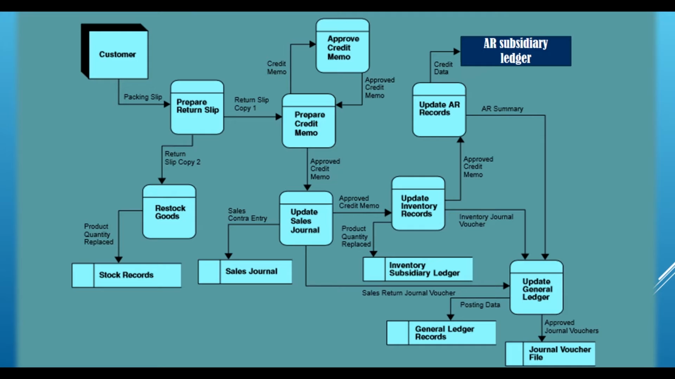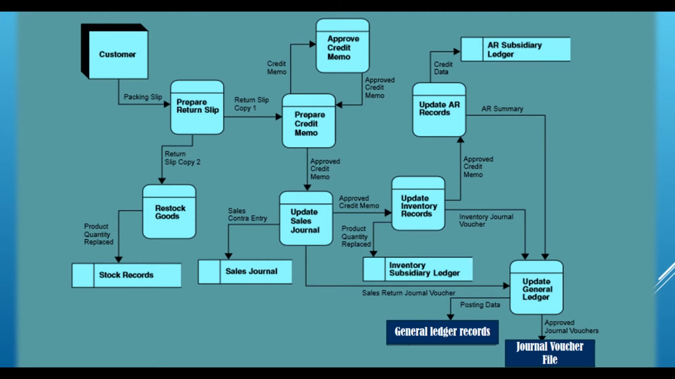Periodically, inventory control sends a journal voucher summarizing the total value of inventory returns and posts it to the general ledger, and the product quality replaced will be posted in the inventory subsidiary ledger, and the approved journal voucher will be compiled in the journal voucher file.